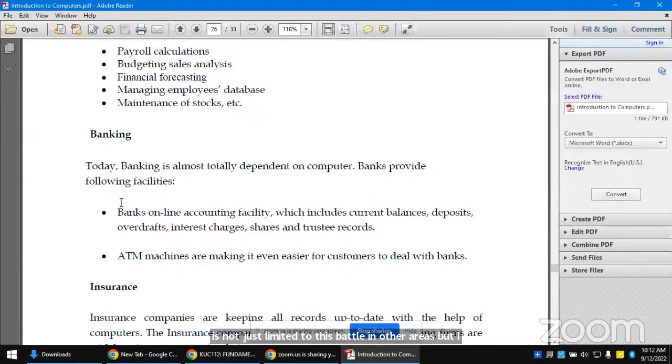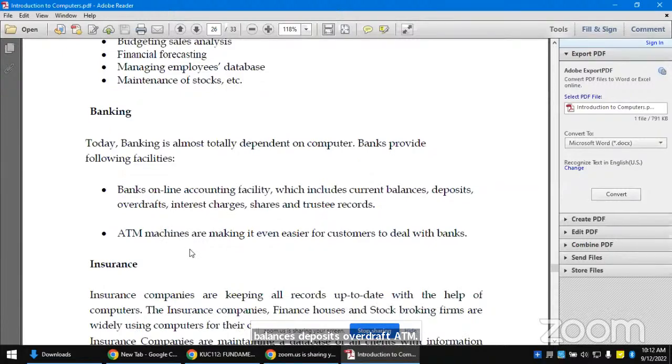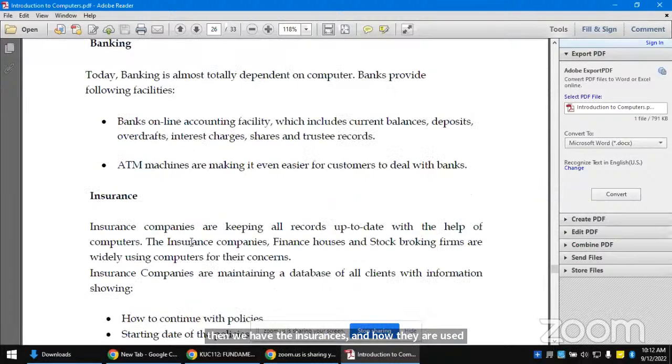I'll just say that banking is almost totally dependent on computers. Banks provide the following facilities: online account facilities, which include current balances, deposits, overdraft, and ATMs are also using that. Then we have insurance and how they are using it. We have education, like right now you are learning online because of Zoom and the rest.